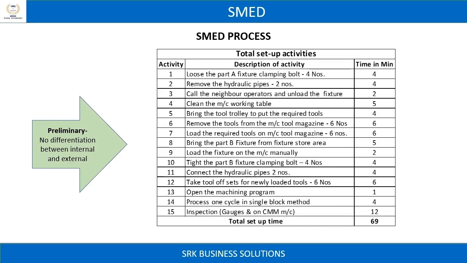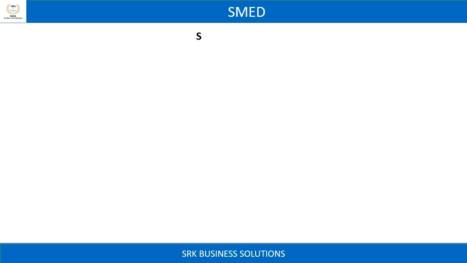Now let us take an example of setup on a machine to understand these stages. The table shows the setup activity details of a machine. Production of 2 parts is done on this machine. After completion of production of 1 part, the setting of the other part is done. There are total 15 activities, and the time required for each activity is shown. It takes 69 minutes to complete this setup.